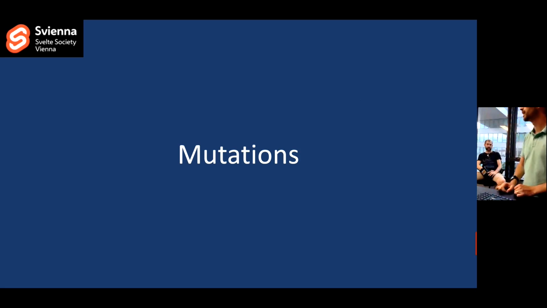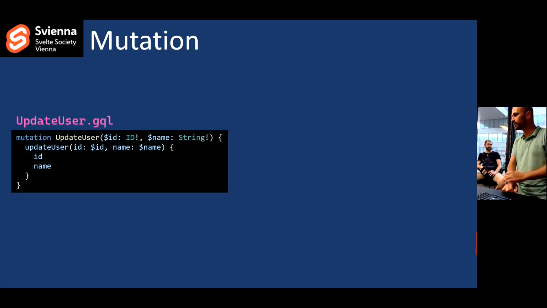Let's go to mutation now. So we spoke a lot about queries. Queries are about getting data. Mutation is about mutating data, changing data. First thing to do is maybe update the username. So I will write a query, either in an external file or inline the document, as you prefer. Here I give the ID to know which ID I want to change the name for, and then the name.